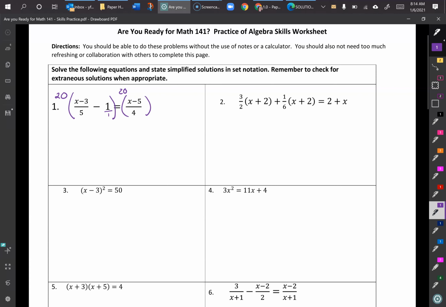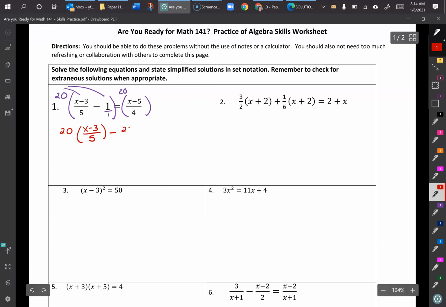So to get started with that, we want to use that technique of clearing the denominator. And you've got to be a little careful. You've got to distribute this 20 to every term. So you have 2 terms in there. So how it's going to play out, I'll write it, we would have 20 times (x minus 3) over 5 minus 20 times the 1. A lot of times people forget that. And then 20 times the (x minus 5) over 4. And it's important to use parentheses.